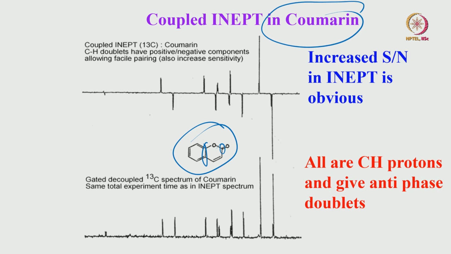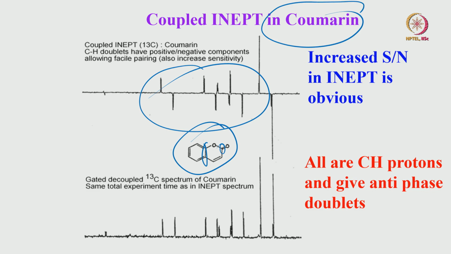When you do coupled INEPT, that means we are not removing the coupling. That means after the INEPT there is no delay given, and we are not going to acquire the signal with decoupling. In the coupled INEPT, the signals will be antiphase in character, and we don't need to worry about decoupling, because there is no question of the signal getting nullified.